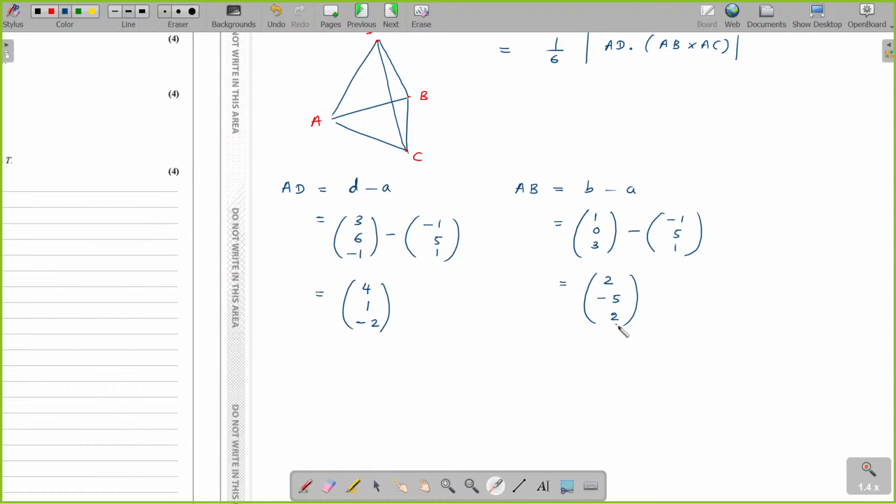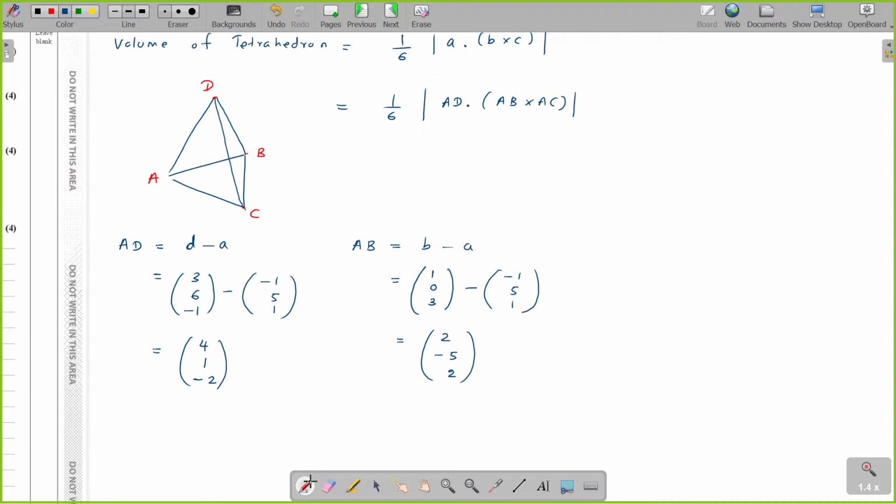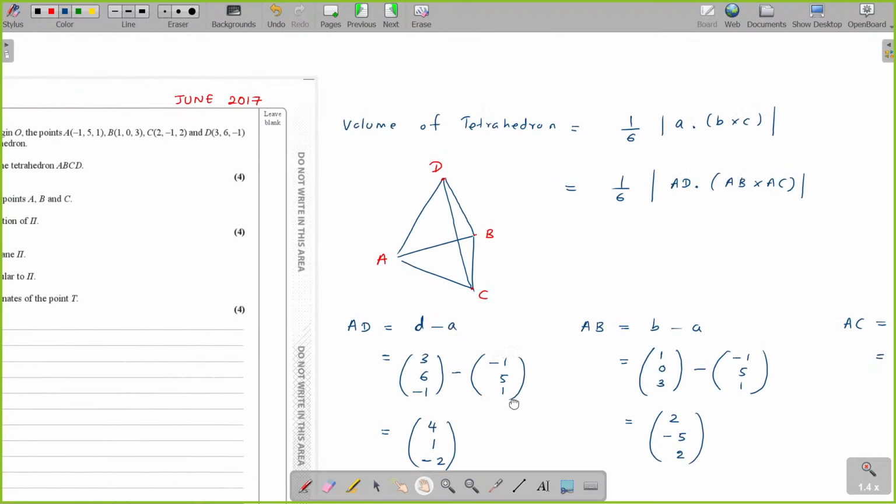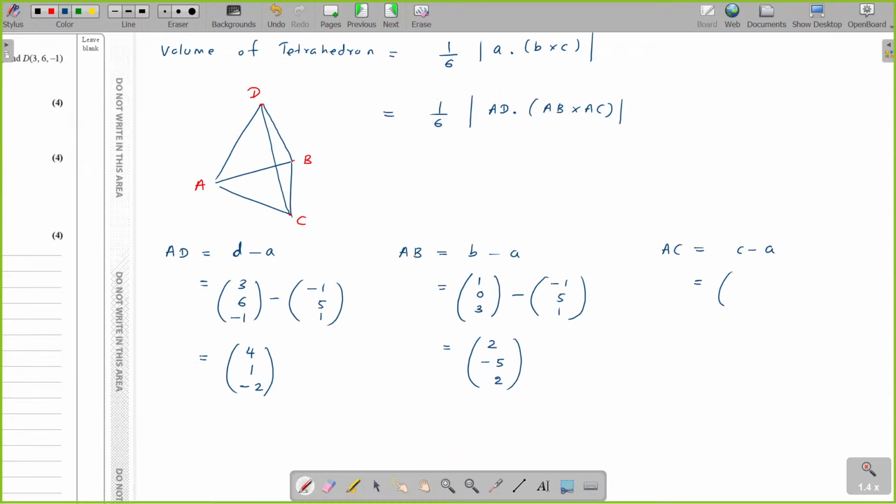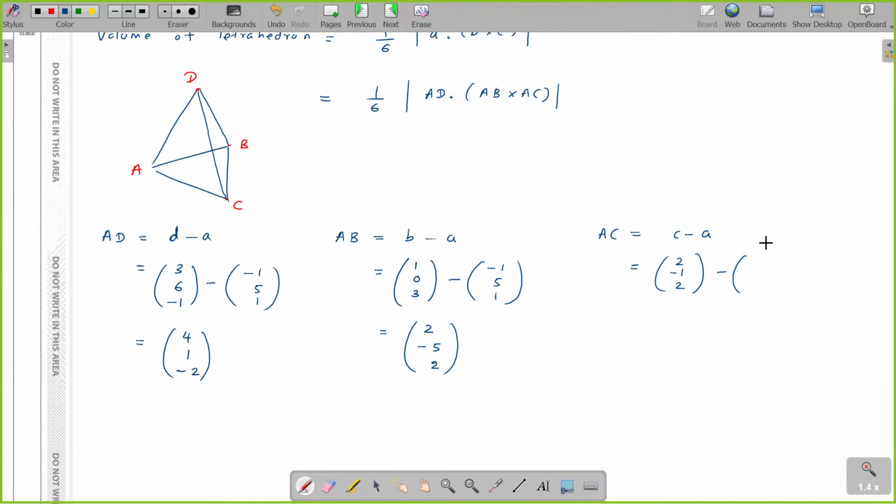So AB is (2, -5, 2). Then we should also get AC, which is C minus A. C is (2, -1, 2) and A is (-1, 5, 1). So 2 minus minus 1 is 3, -1 minus 5 is -6, 2 minus 1 is 1. Are you with me? So AC is (3, -6, 1). Now I have my AD, AB and AC. Are you guys checking on this?